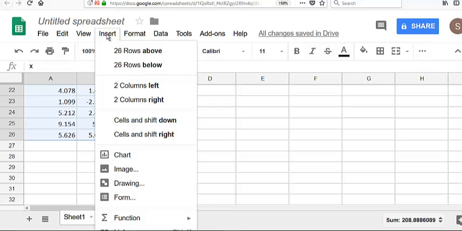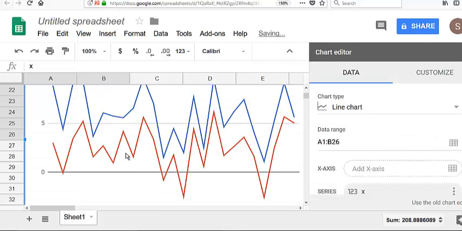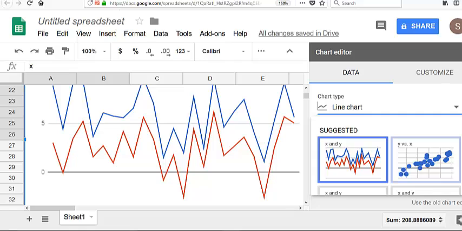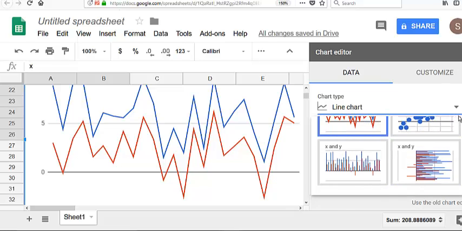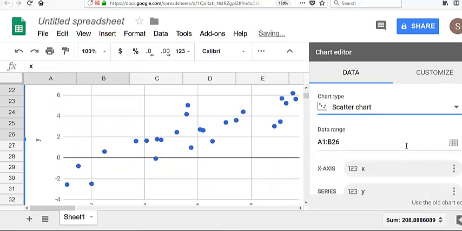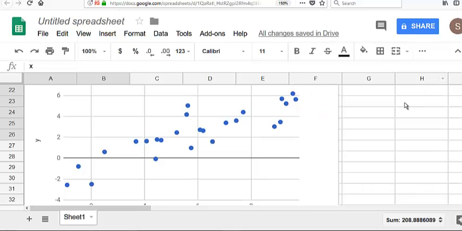And you do an insert, chart, and because I have both X and Y data, it automatically assumes I want a line plot, which I do not want. So I'm going to change the chart type to scatter plot, and actually you can see it right here. It's giving us a couple of suggestions, which is a line chart or a scatter plot. So we'll do a scatter plot. So let's just close it, we'll come back and make some further changes.